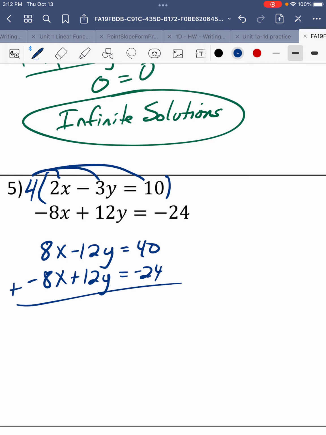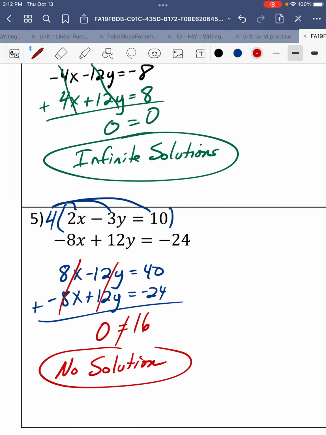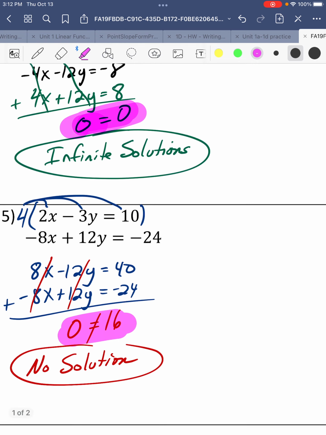Add these vertically. So our first 8x minus 8x go away. Oh man, those go away too. 0 equals 40 plus negative 24 is 16. Does 0 equal 16? No way. It does not. So this would be a no solution. So anytime there are no variables left in the problem, it's either an infinite solution or a no solution.